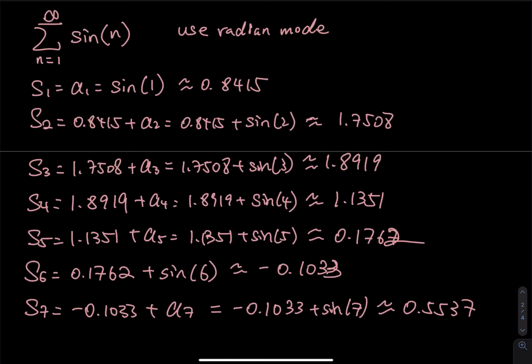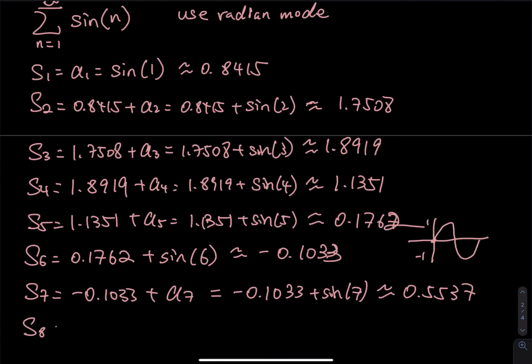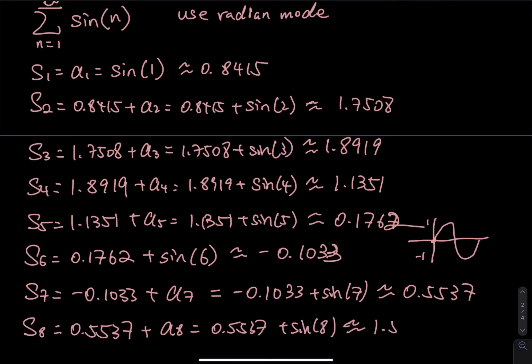Starting at 0, and then you go up, and then you go down, and then you go up. So going up and down, up and down. So the range is oscillating between y equals 1 and y equals negative 1. And then S8 is equal to S7, the previous sum, 0.5537, plus A8. So that is 0.5537 plus sine of 8, which is approximately equal to 1.5431.